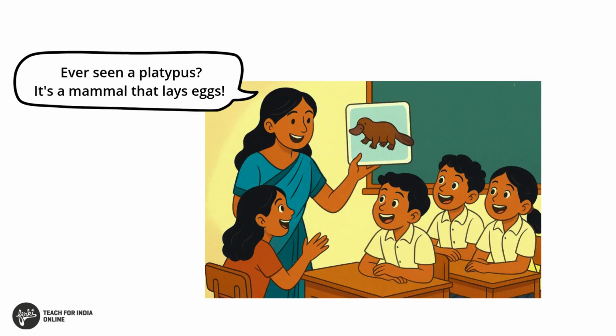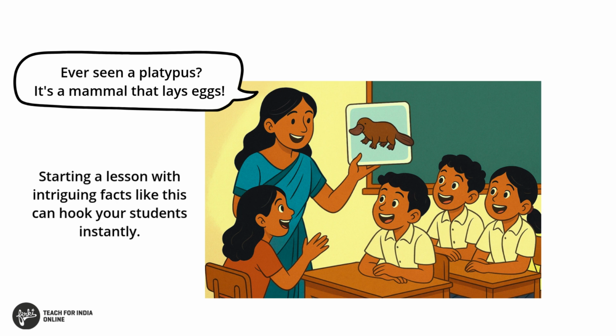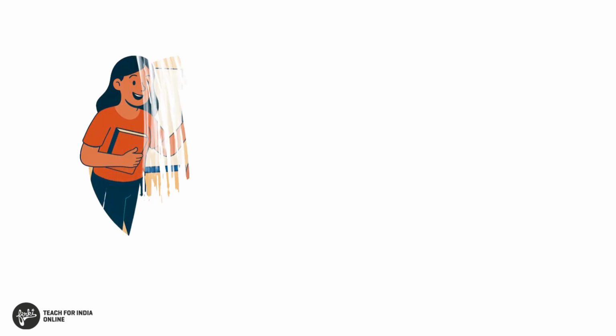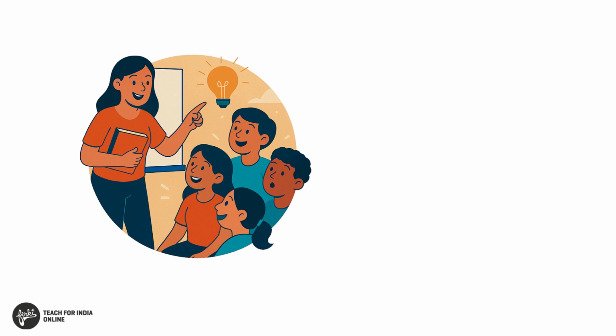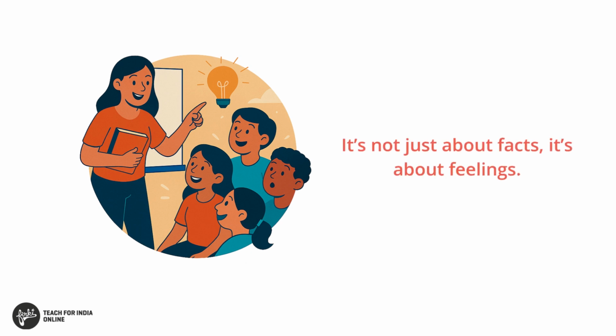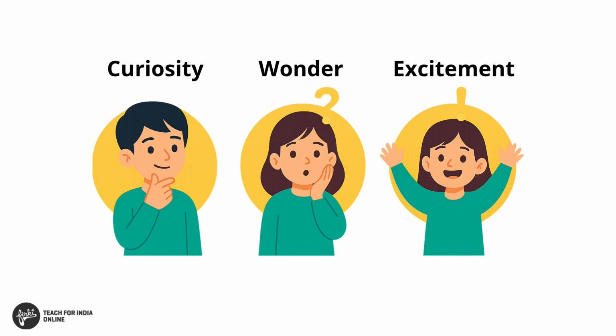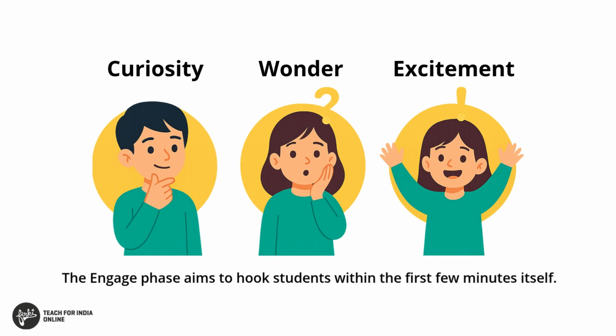Ever seen a platypus? It's a mammal that lays eggs. Surprising, right? Starting a lesson with intriguing facts like this can hook your students instantly. They probably feel a mix of curiosity and excitement. It's not just about facts, it's about feelings. Curiosity, wonder, excitement. The engage phase aims to hook students within the first few minutes itself.